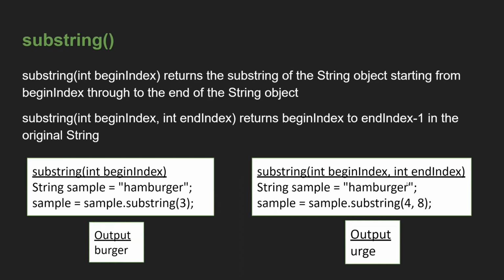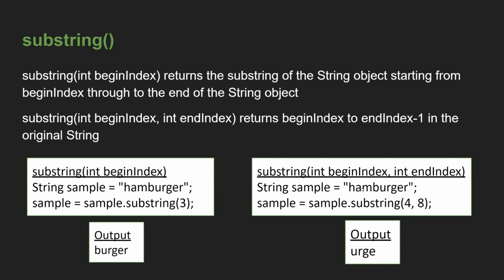Another common method is the substring method. The substring method with one parameter returns the substring of the string object starting from begin index through to the end of the string object. However, substring method with 2 parameters returns begin index to end index -1 in the original string. So in this first example, the string is hamburger, but if we do substring with a parameter of 3, it'll go from 0, 1, 2, 3. So it starts at B and it uses up the rest of the string. So the output would be burger.